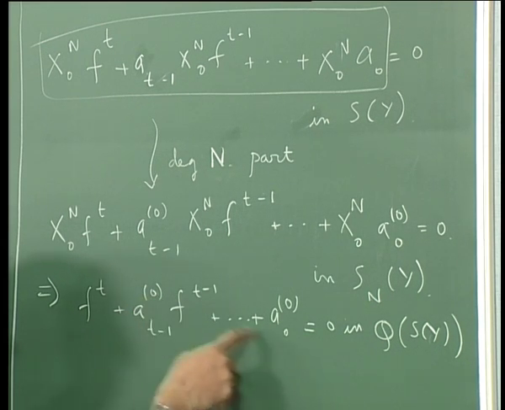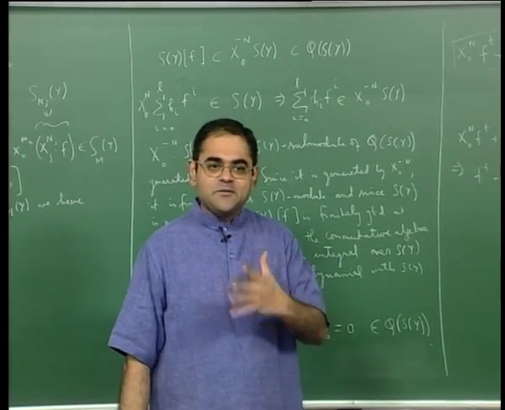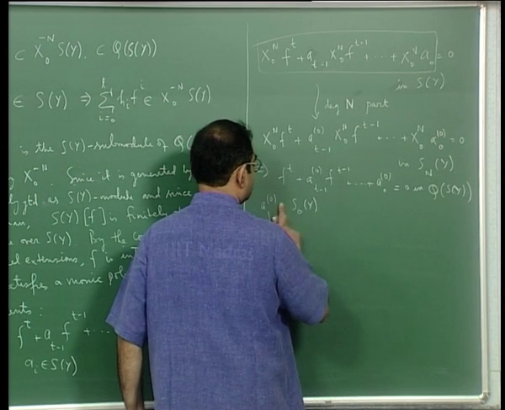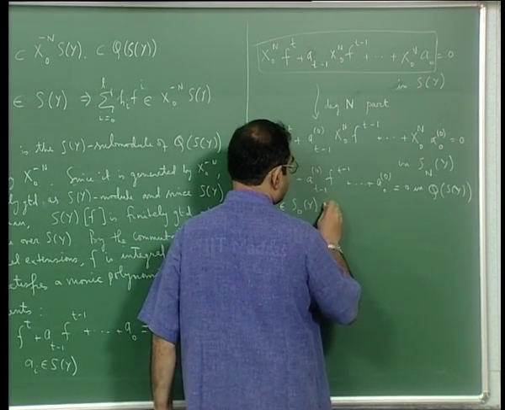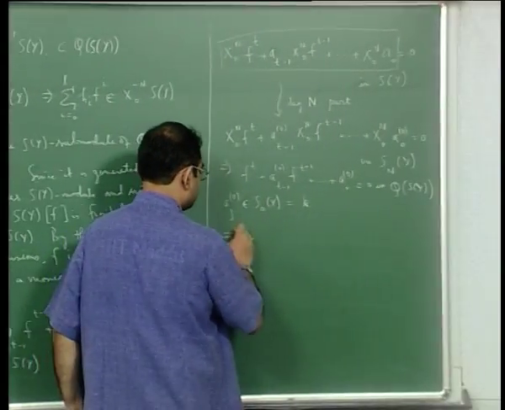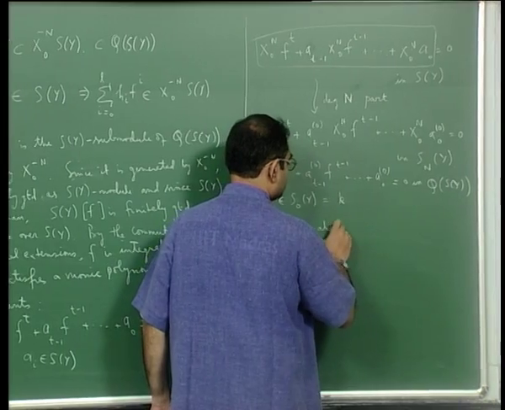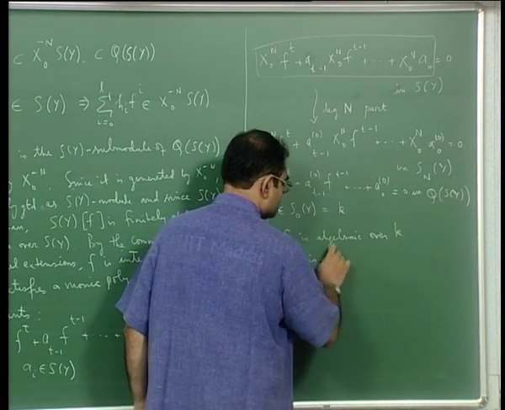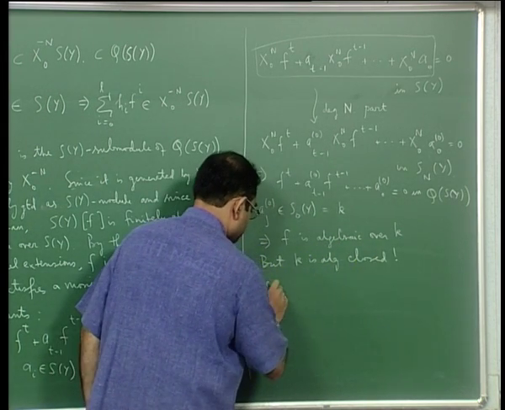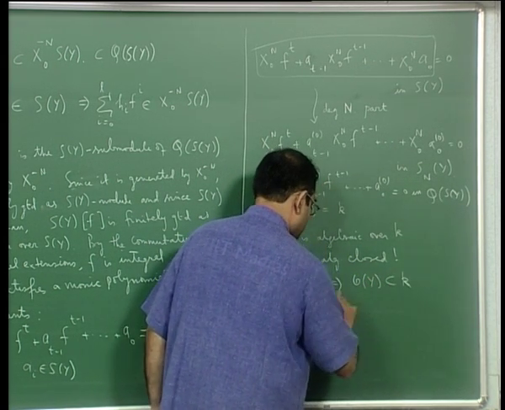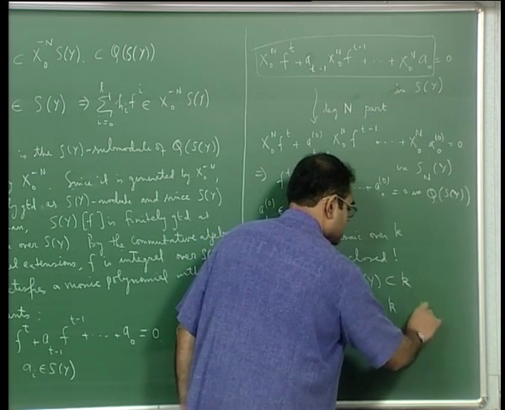But after all, what are all these a_j^0? They are all scalars, they are all constants, they are degree 0 polynomials. The a_j^0 belong to S_0^Y. These are degree 0 polynomials modulo I_Y, and this is just k. And so this implies that f is algebraic over k, but k is algebraically closed. So f belongs to k. So this implies O of Y goes into k, which means that O of Y is equal to k, and that's the end of the proof.